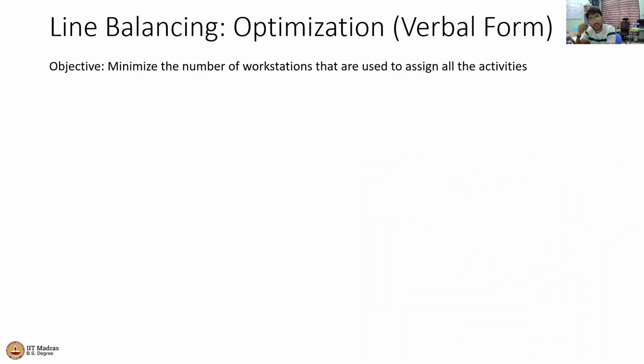Then let's look at the next two pieces, which are the objective function and the constraints. First the objective function, and here we will look at the verbal forms of the objectives and the constraints first. So what is my objective? I want to achieve an efficient line. So I want to achieve a line where I have the minimum number of workstations.